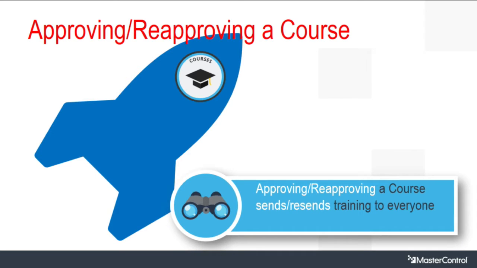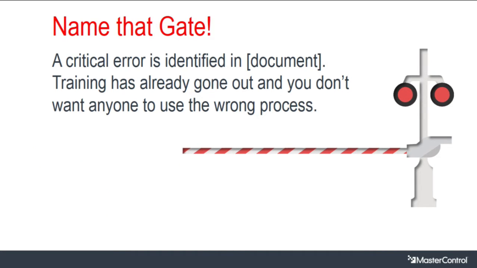Approving or reapproving a course. Okay, last one. Critical errors identified in document 007 again. Training has already gone out and you don't want anyone to use the wrong process. What do you do?